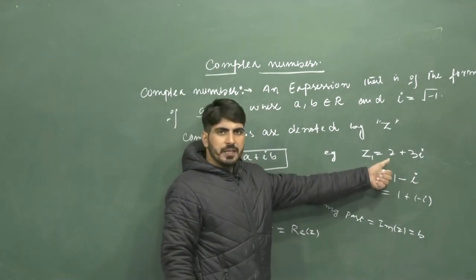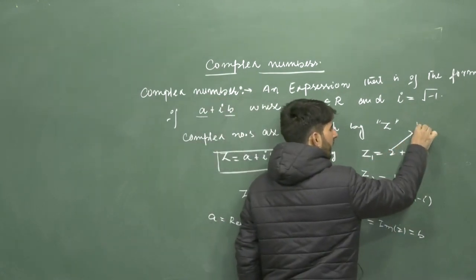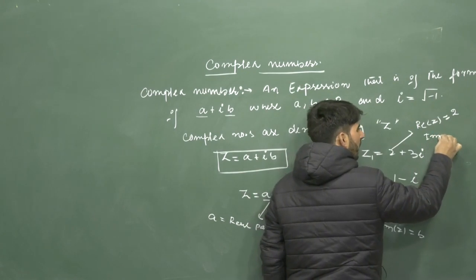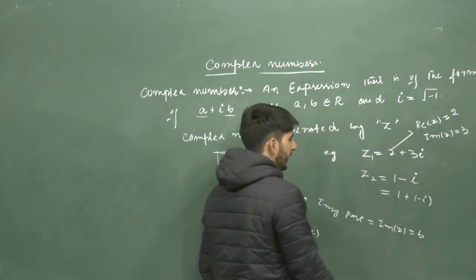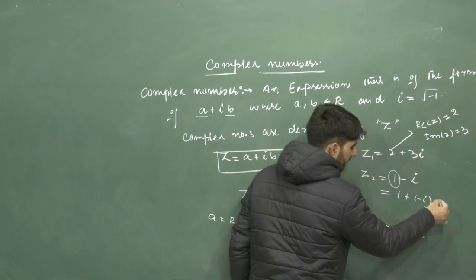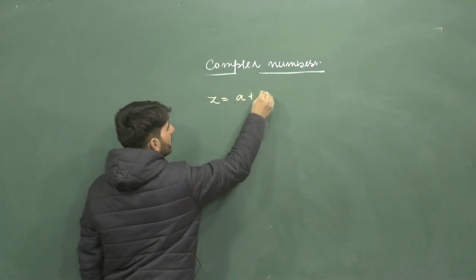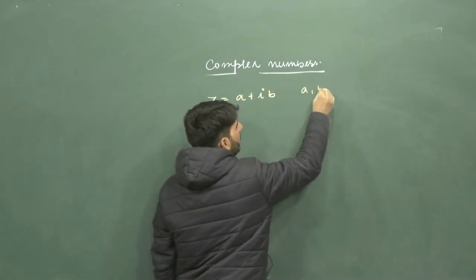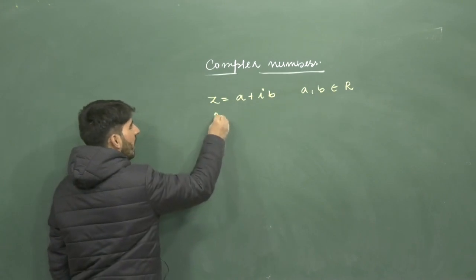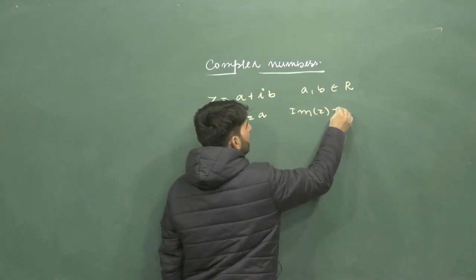If we take this example, that is Z1 is equal to 2 plus 3i, here the real part of the complex number is 2, and imaginary part of the complex number is 3. In the same way here, the real part of the complex number is 1 and the imaginary part of the complex number is -1. So the general form of the complex number is Z is equal to a plus iota b, where a and b both are real numbers. Here the real part is a, and the imaginary part is b.